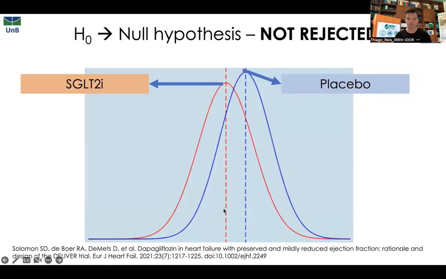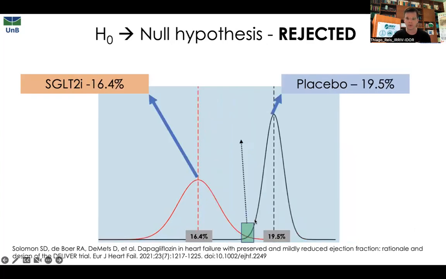Another way to represent these results is by displaying the distribution of results in bell-shaped curves, a Gaussian distribution. The curve more on the right represents the results in percentage of the events for the placebo group, and the one on the left for SGLT2. In this case, we can see that these results are quite similar. So it says that the null hypothesis is true, and we cannot reject that hypothesis.